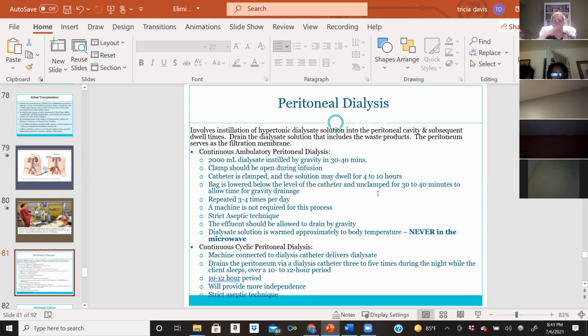And then after a certain period of time, depending on what type you're getting or how often you do it, you will then drain it back into another bag. The peritoneum is going to serve as that filtration membrane. So we have continuous ambulatory peritoneal dialysis or continuous cyclic peritoneal dialysis.